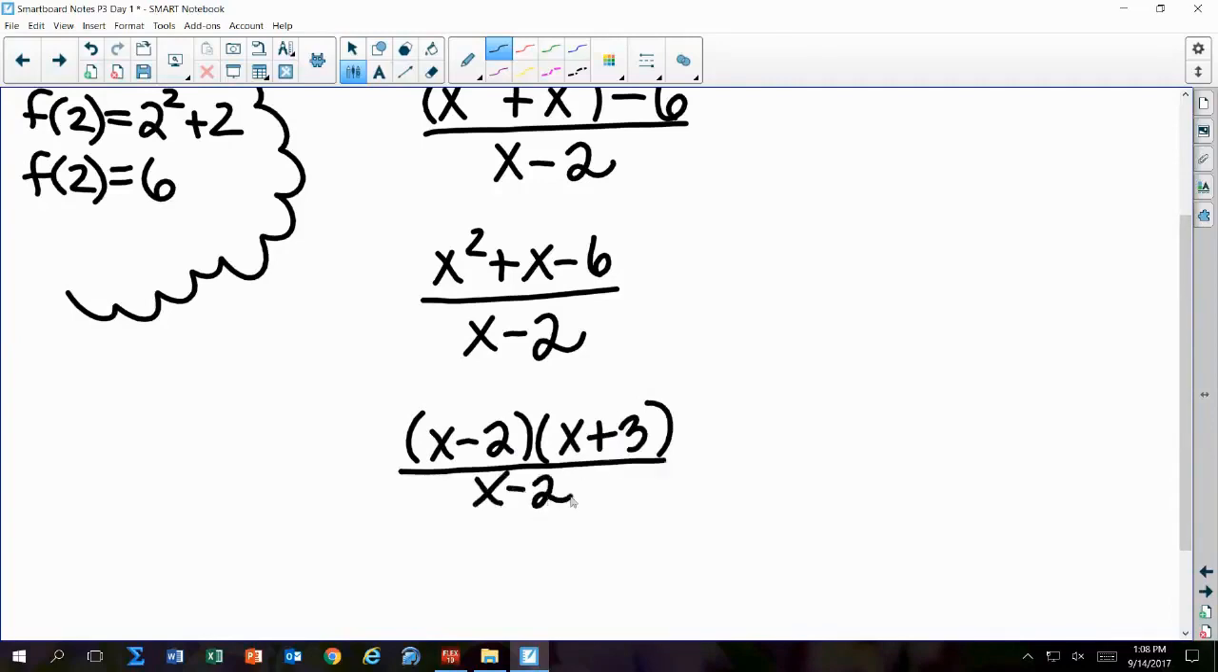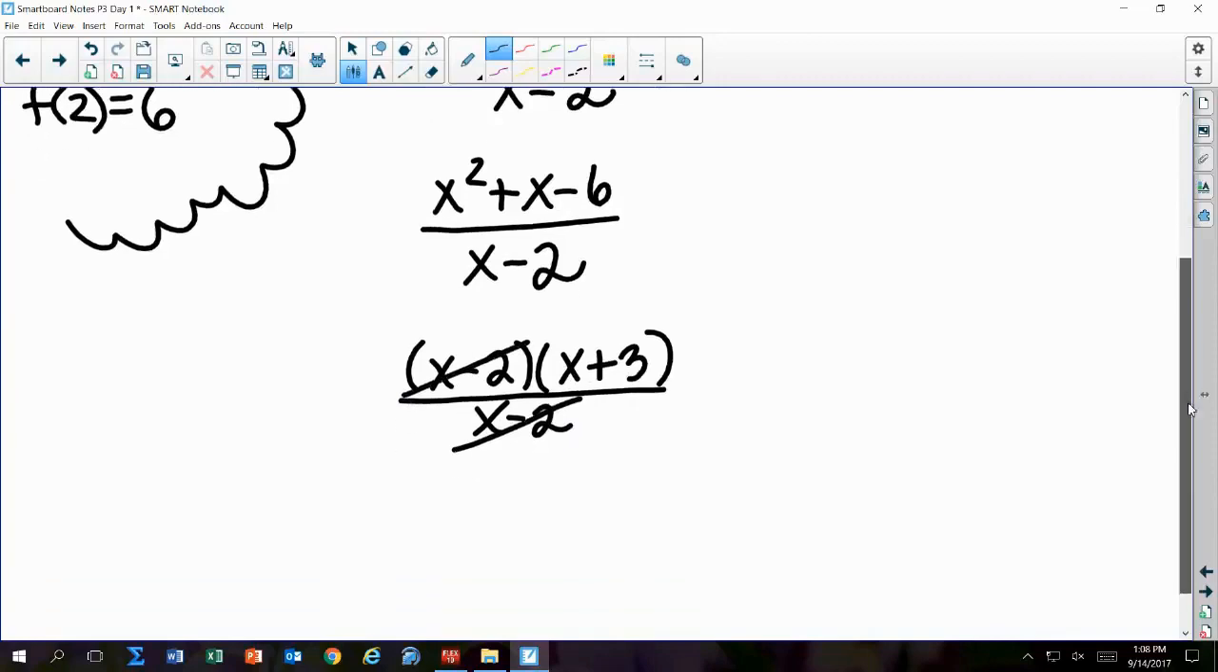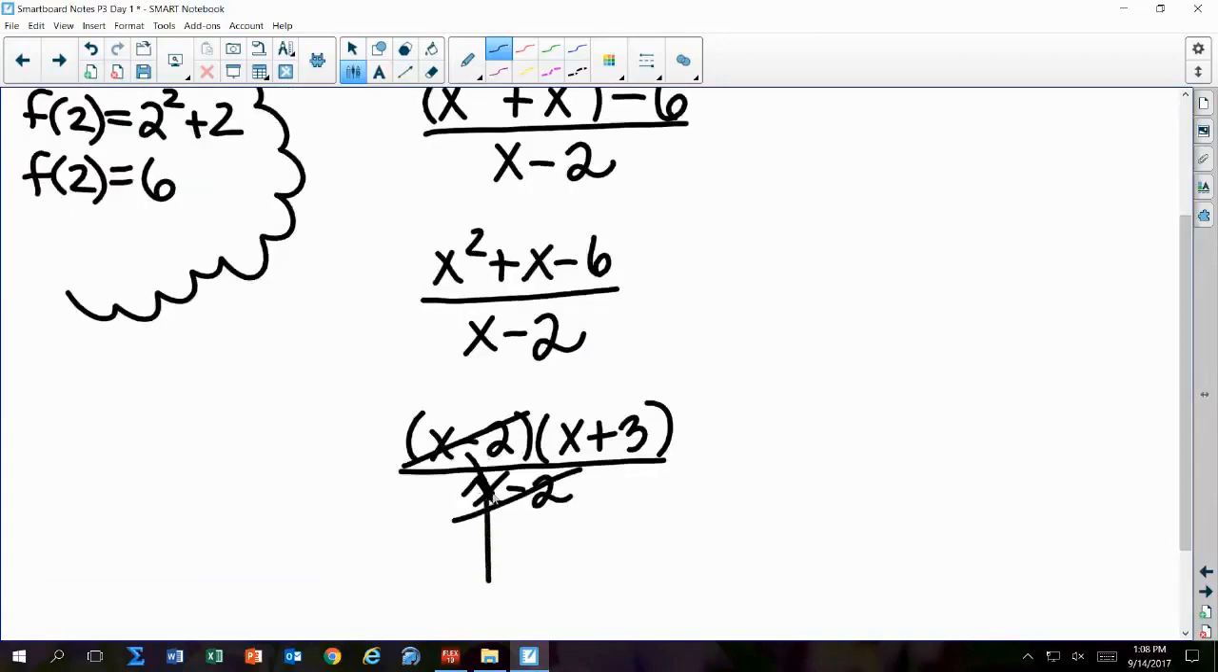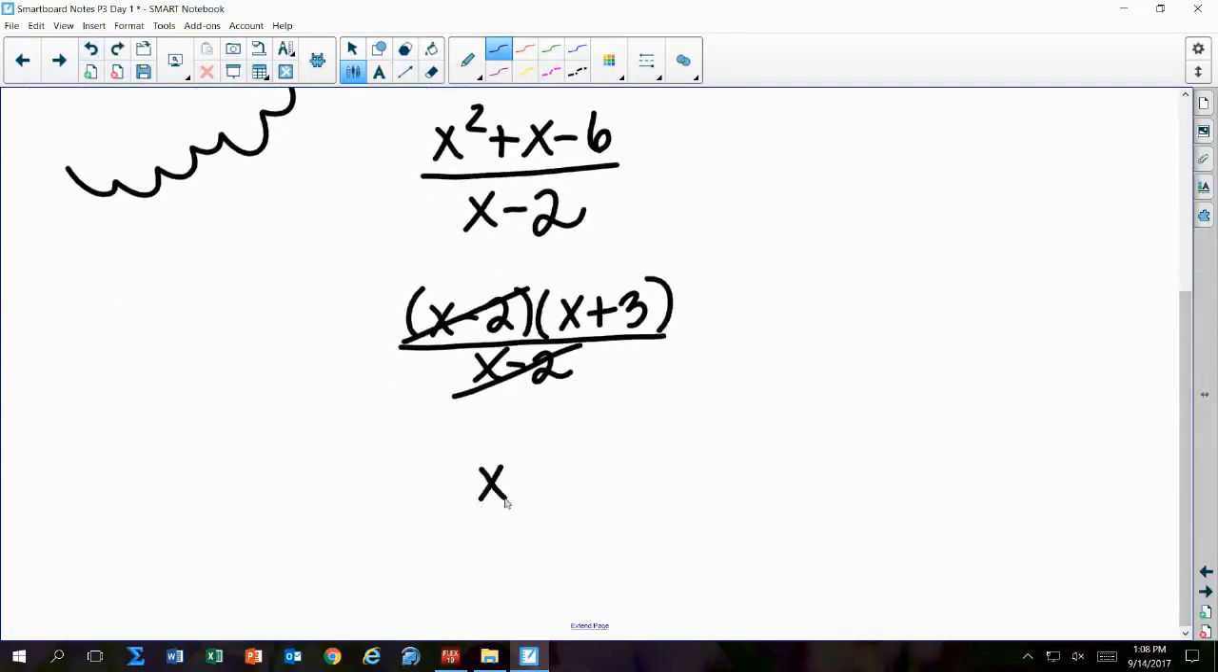We're factoring to see if there's a factor in the numerator that will cancel with the factor x minus 2 in the denominator. I'm going to cancel this whole factor with that whole factor. Divide those out to get 1, and then all that's left is x plus 3. Any questions about that? Good? Okay. Take it little chunks at a time.